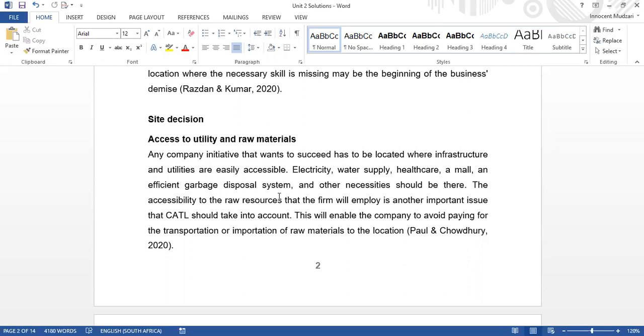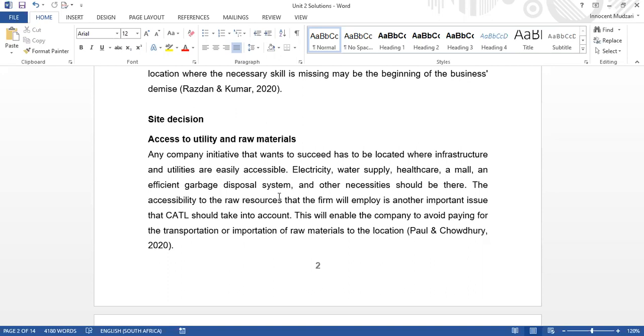The accessibility to the raw resources that the firm will employ is another important issue that CATL should take into account. This will enable the company to avoid paying for the transportation or importation of raw materials to the location. Right. So we have utilities there. At the site, are utilities accessible? Is it easy to access or to transport the raw materials to the site?